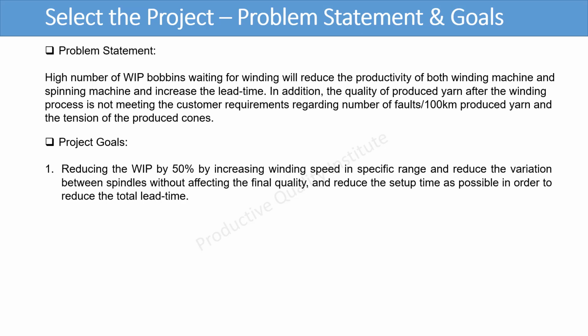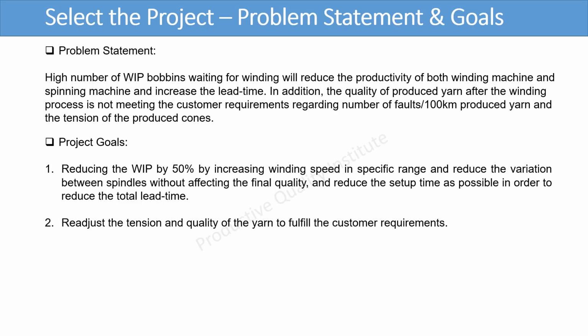Project goals are reducing the waiting by 50% by increasing winding speed in a specific range, reducing the variation between spindles without affecting the final quality, and reducing the setup time as much as possible in order to reduce the total lead time. Readjust the tension and quality of the yarn to fulfill the customer requirements.